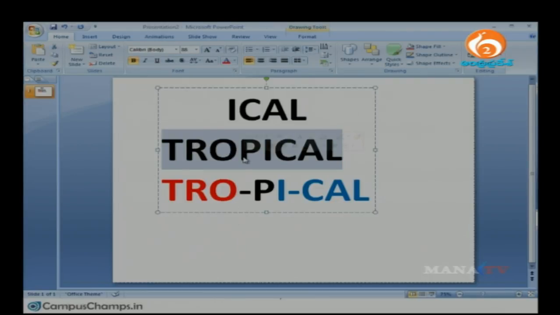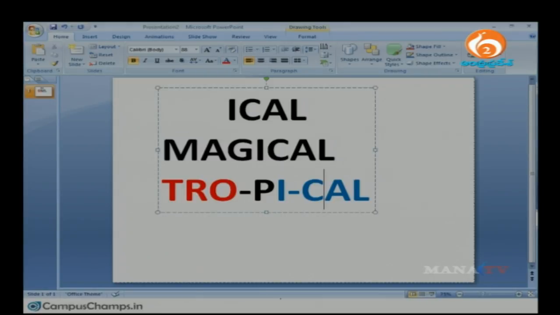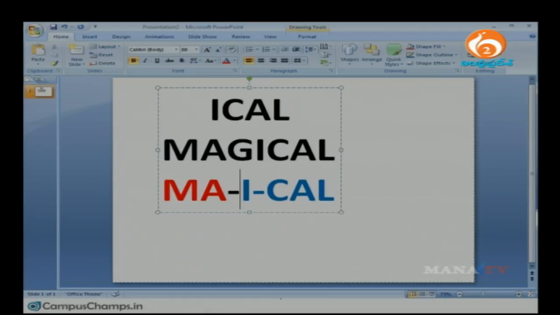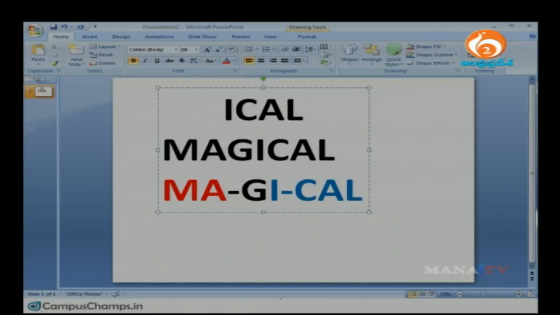Say for example, magical. Magical. ICAL is a word ending. So we will focus here. We will stress here. Alright. Now let me give you a bigger word.